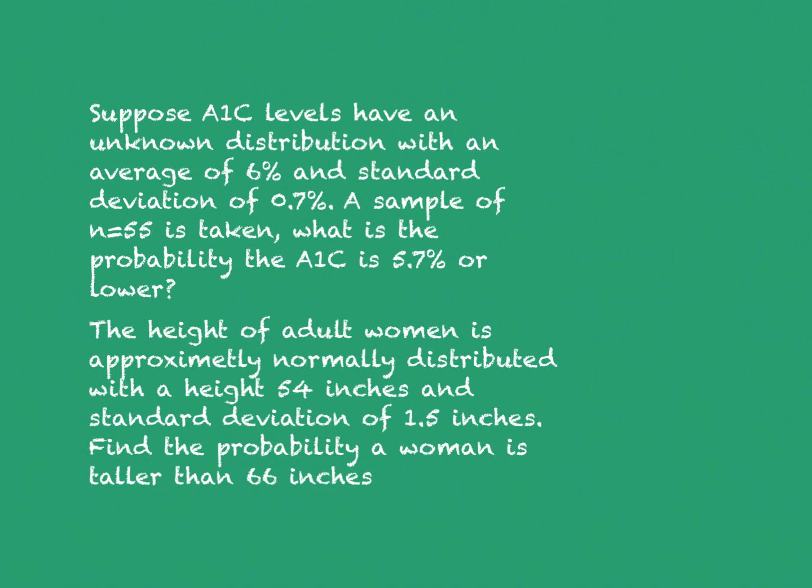Okay. A1C levels have an unknown distribution with an average of 6% and a standard deviation of 0.7%. A sample of n equals 55 is taken. What is the probability the A1C is 5.7 or lower? We're not going to find the actual probability. We're just going to ask ourselves, which of the two methods should we use? There are two key words in here. We're looking at an unknown original distribution, and we're looking at a sample size of 55, and we're comparing that sample mean to the overall mean. So in this case, we're going to use the central limit theorem.